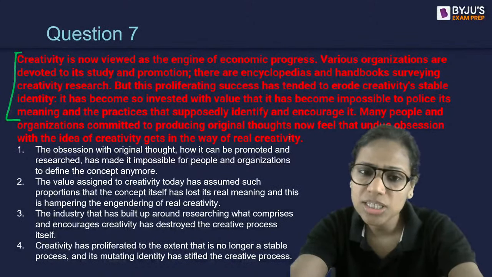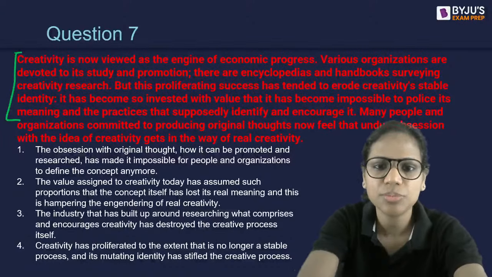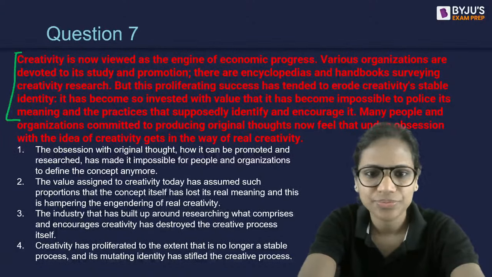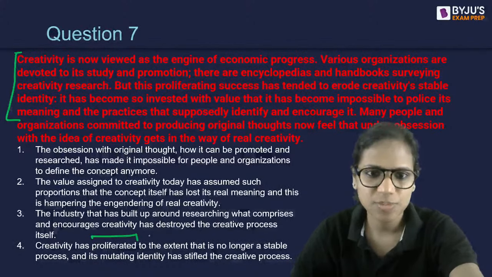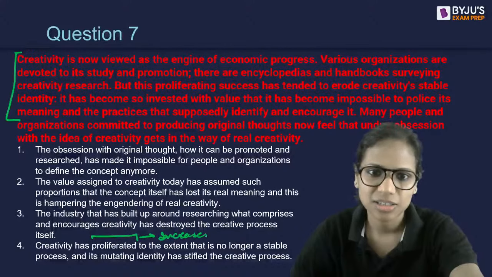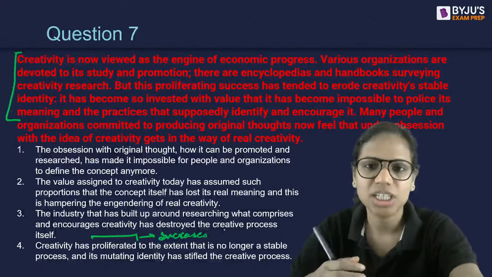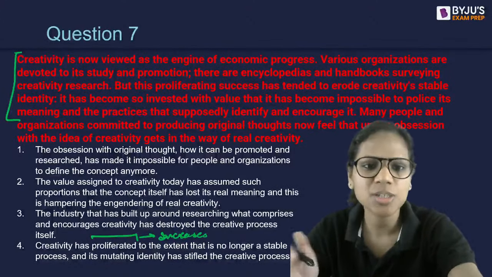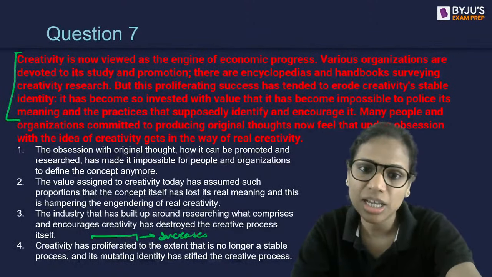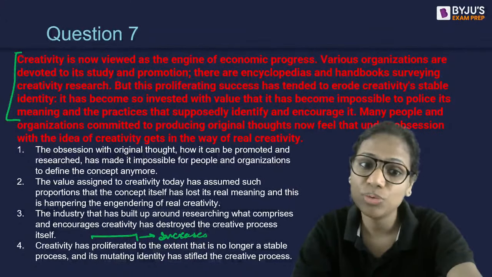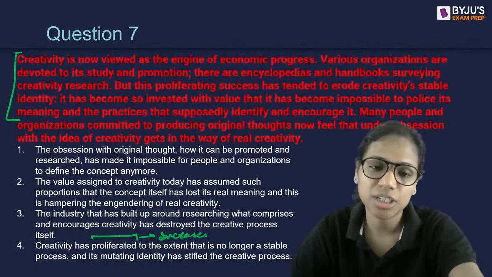Now, four says creativity has proliferated. What is the meaning of proliferated? Proliferate is basically when something increases in number, in amount, we say that it has proliferated. So creativity has proliferated to the extent that it is no longer a stable process, and its mutating identity has stifled the creative process.